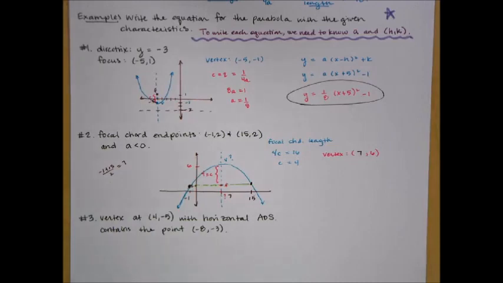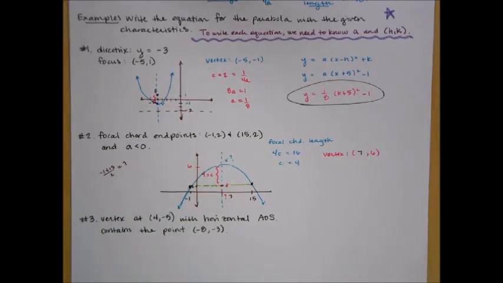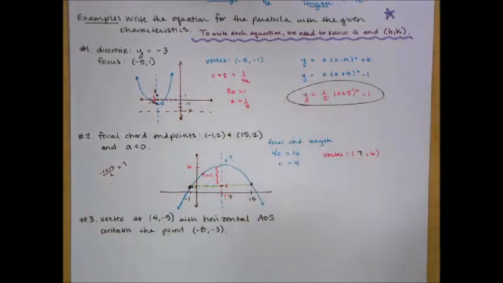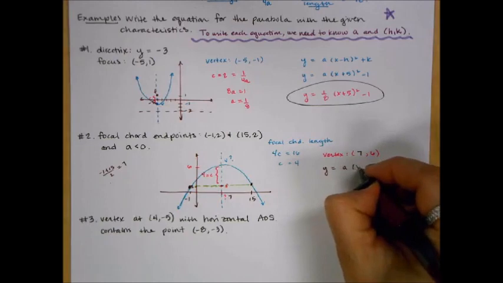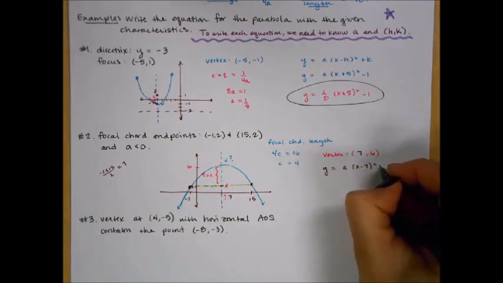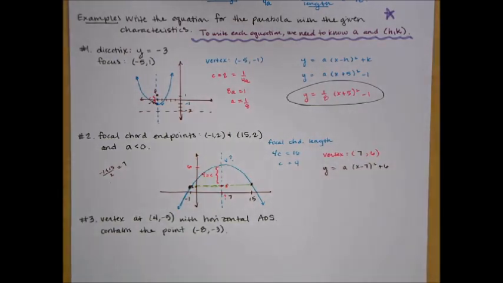So (7, 6). I can start building my equation again, which is going to look similar to last time. y is equal to a, x minus 7 squared, plus 6. I just need to find the value of a.